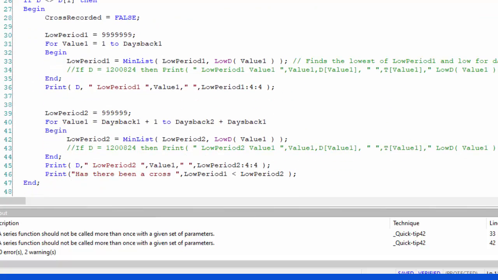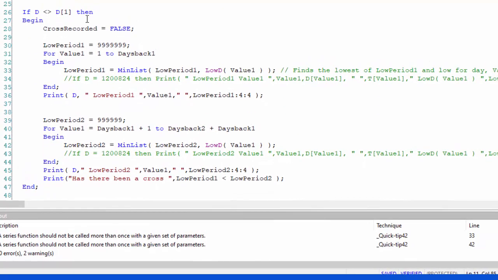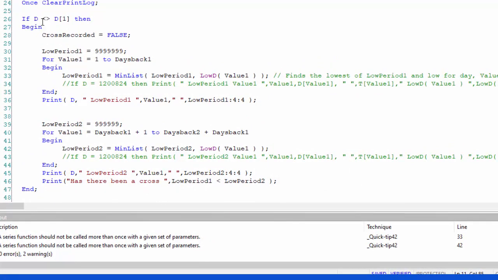So what I've said is for each new day, in other words, this bar's date is different from the previous bar's date, in other words, we have a new date, then we do several things. The cross recorder, this is the thing that tells us when a cross has occurred, so that we don't keep flagging the cross over and over again. We set that to false.